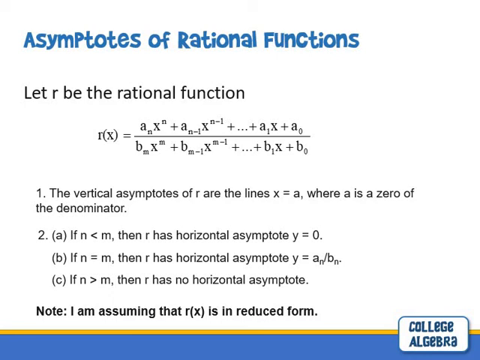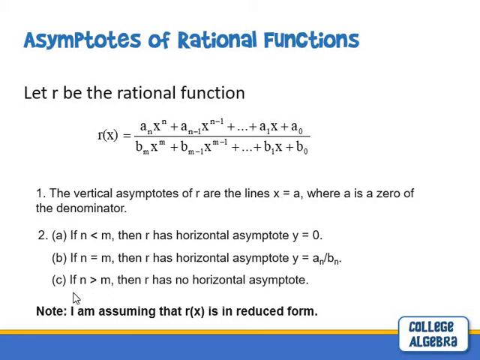So it says if n is less than m, then r has a horizontal asymptote on the x-axis at y equals 0. Like 1 over x, that's degree 0 over degree 1. When the degree on the bottom is bigger, what happens is the bottom goes off toward infinity faster, and you go toward 0, just like 1 over x did.